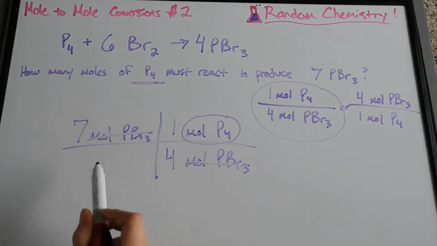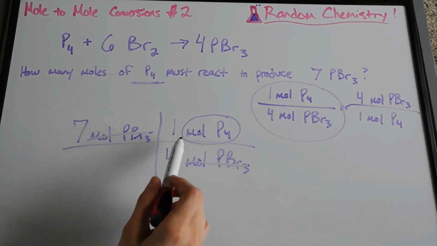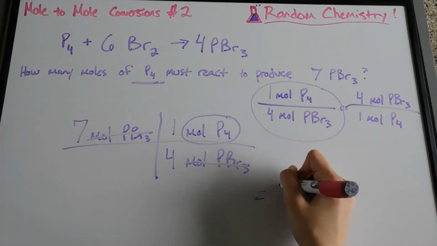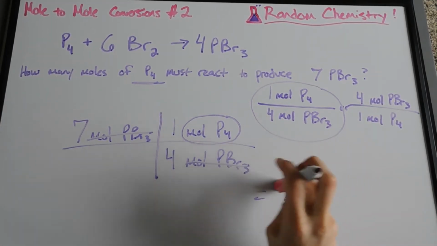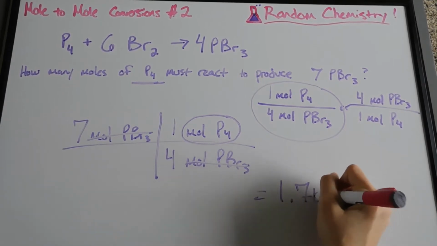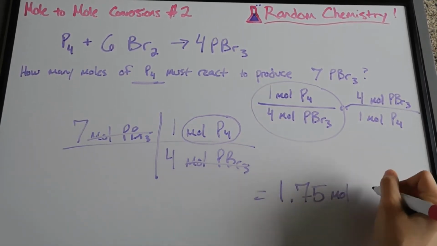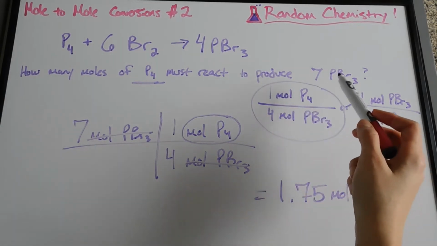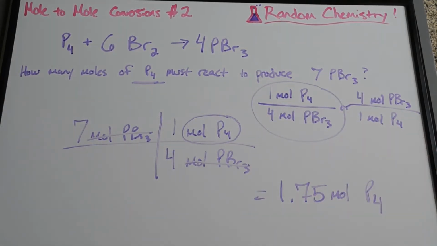I plug this into my calculator, 7 times 1 divided by 4, and I get 1.75 moles of P4. So 1.75 moles of P4 must react to produce 7 moles of PBr3.